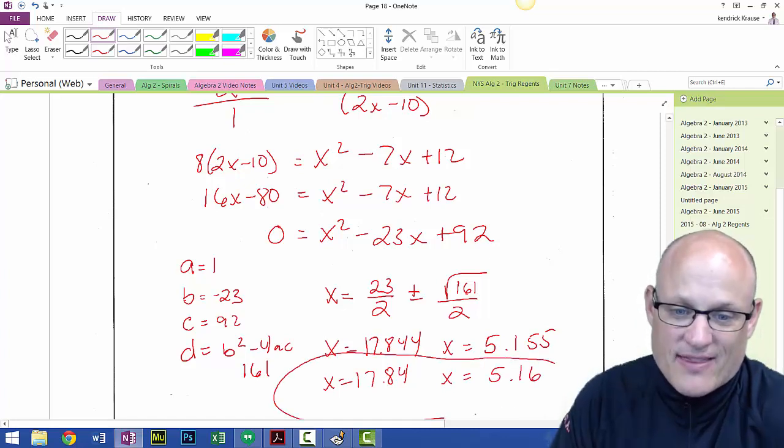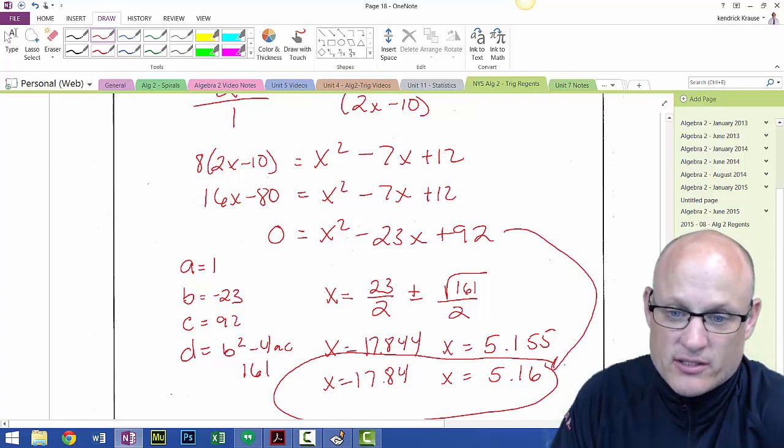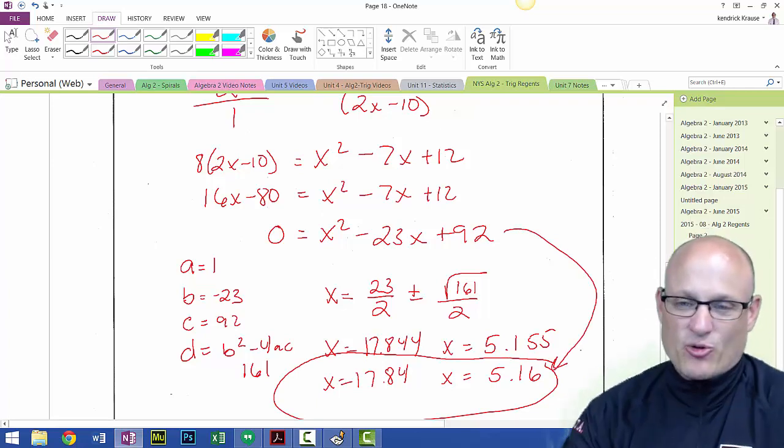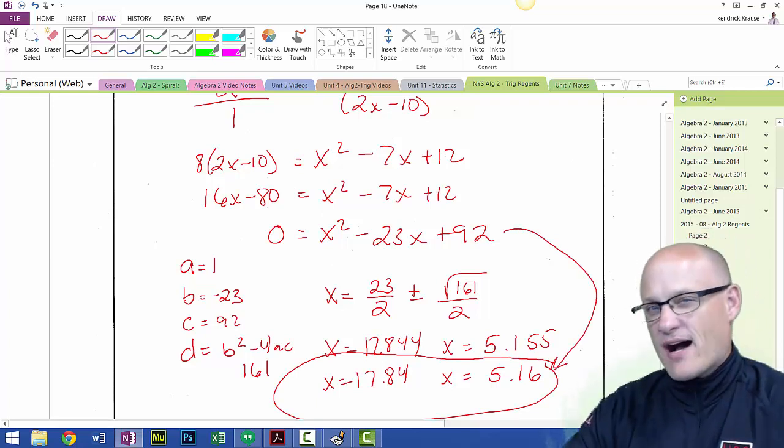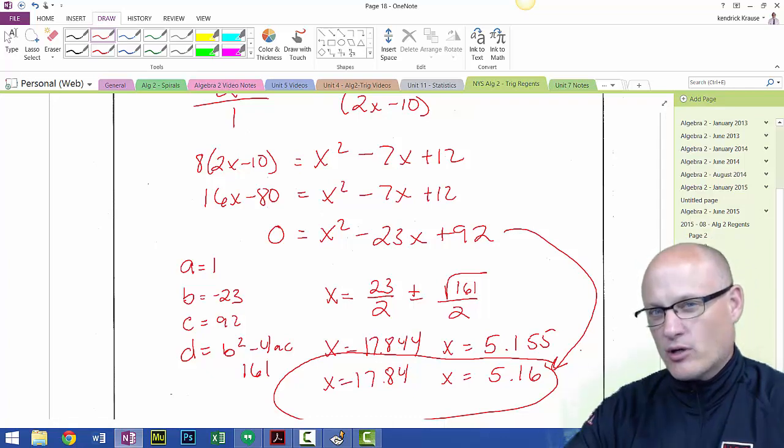So those of you that got these answers, you went from here to here and you rounded them correctly, you're either going to get a 4 or a 5. I don't know what you're going to get exactly on that one. I have to wait to see the state's rubric on it.